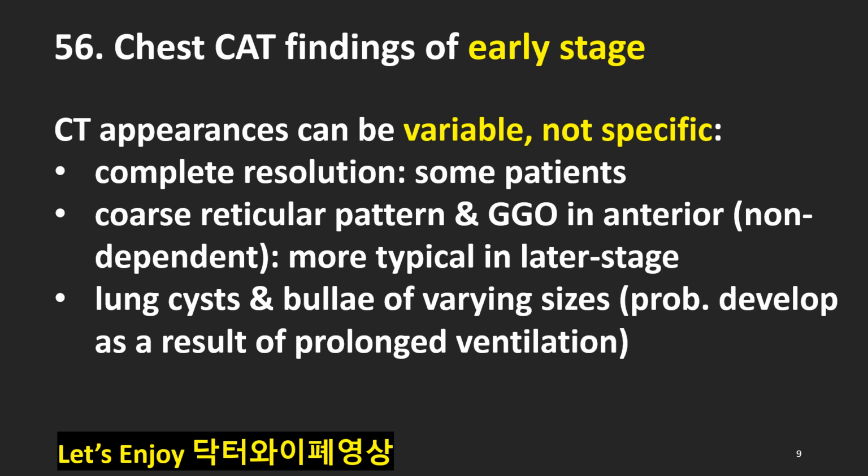Chest CT scan findings of the early stage. CT appearances can be variable and not specific, just like the chest X-ray shows. Some people may show complete resolution. They are lucky, very lucky. They are not so common. Coarse reticular pattern and ground glass opacity in the anterior, non-dependent portion are more typical in the later stage. Lung cysts and bullae of varying size probably develop as a result of prolonged ventilation.